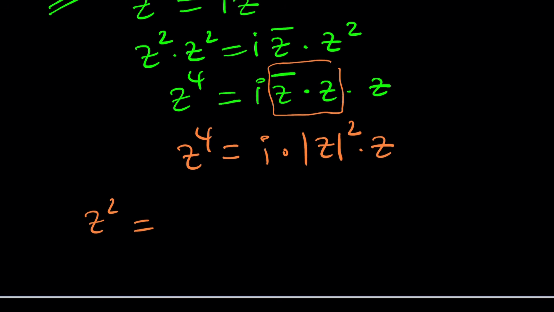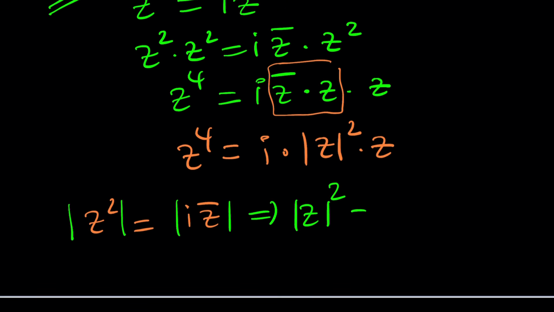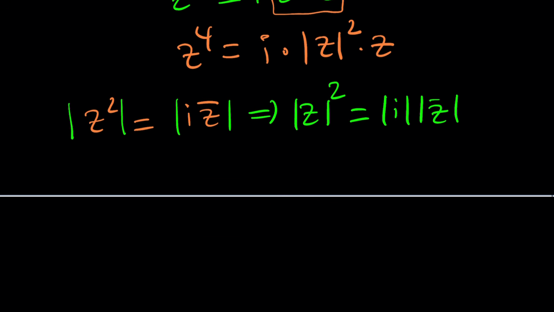So we know that Z squared is equal to i Z bar. Let's go ahead and take the absolute value on both sides. By using the properties of absolute value, this can be written as follows. You can go ahead and separate these. And as you know, the absolute value of Z bar is the same as the absolute value of Z. Absolute value of i is 1. So now we get the following.